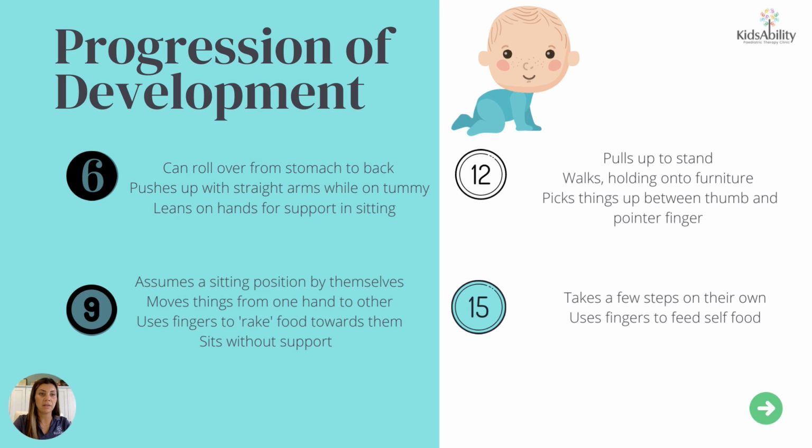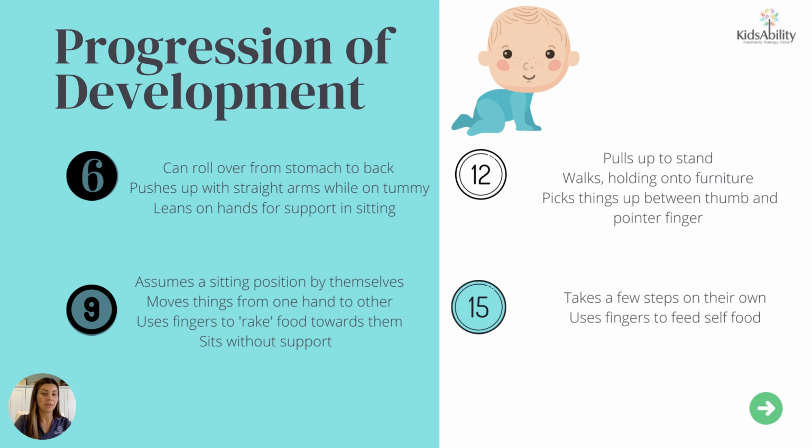So by 6 months of age, we would want to be seeing a baby rolling over from their stomach to their back. They should be pushing up with straight arms while on their tummy and leaning on hands for support in sitting. Then 3 months later, by 9 months, we are looking for the baby to assume a sitting position by themselves, move things from one hand to the other, use their fingers to rake their food towards them, and sit without support. Then by 1 year, we are hoping the baby is pulling themselves up to a standing position, trying to walk, holding onto furniture, and picking things up between their thumb and pointer fingers.